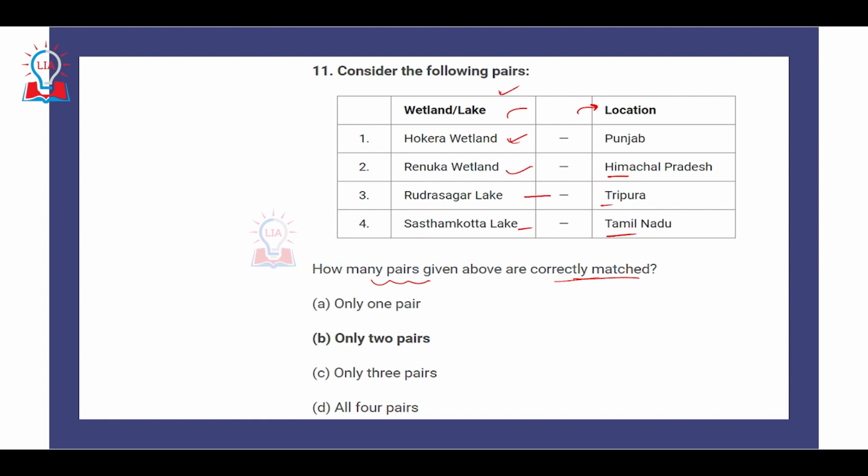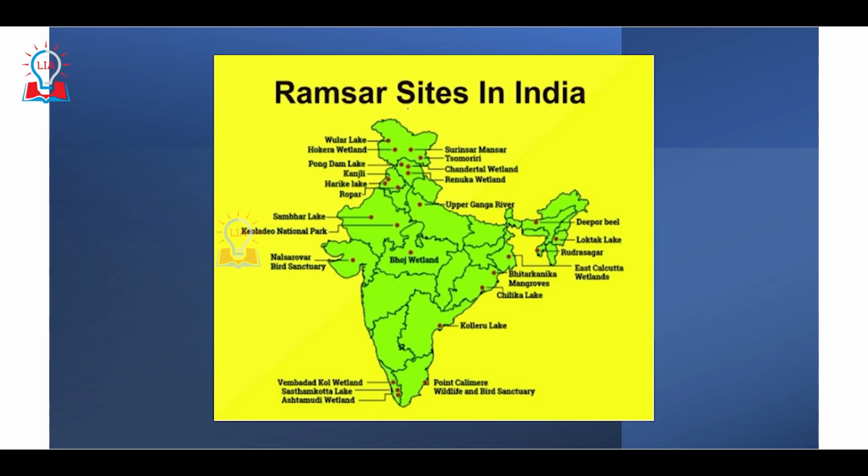So let us take a look at all these important wetlands, which are also coincidentally Ramsar sites in India. We have a lot of wetlands in India, but from the UPSC prelims examination perspective, we have to focus on those wetlands which are also included in the Ramsar sites, and especially those wetlands which have been included in recent years, in the last 2, 3, or 4 years. Those become very important. Their location you have to know by heart.